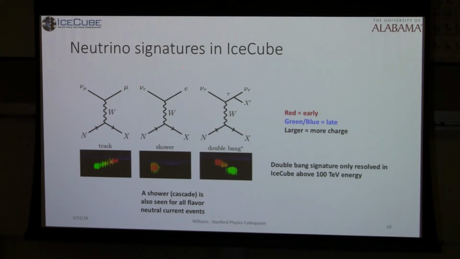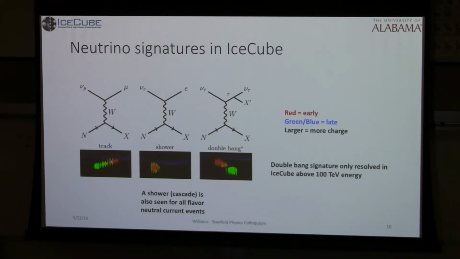But if you have an electron neutrino, in that case, the electron immediately interacts with the surrounding ice and forms an electromagnetic cascade or shower. I'll use the word cascade for the rest of the talk. These cascades develop over about 10 meters or so, and this looks almost point-like in IceCube because the horizontal distance between strings is 125 meters. So it looks almost like a spherical distribution of light, with light going out in all directions. And this shower or cascade signature is also seen for any neutral current event, regardless of flavor.